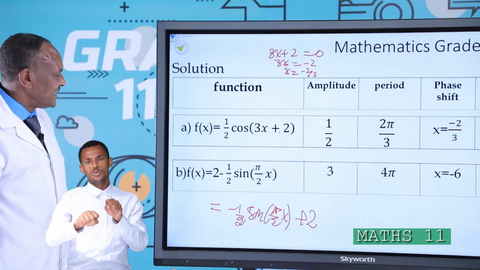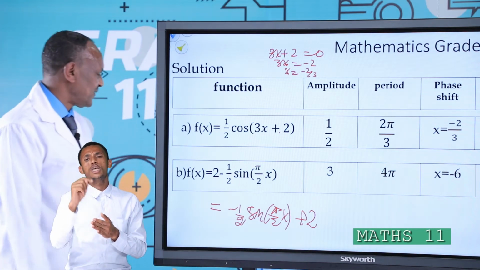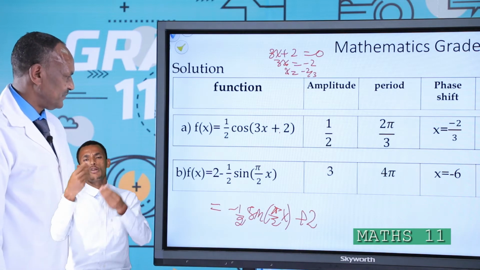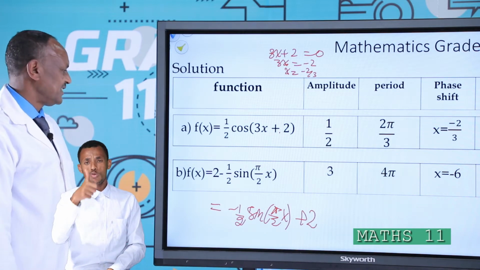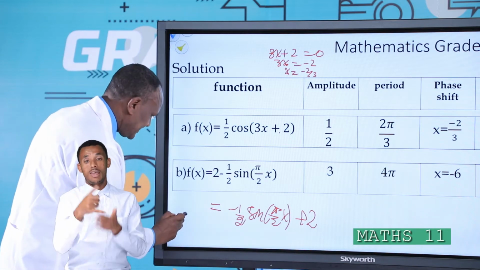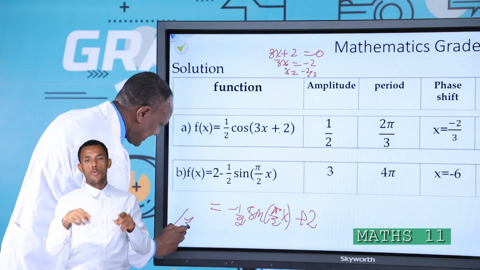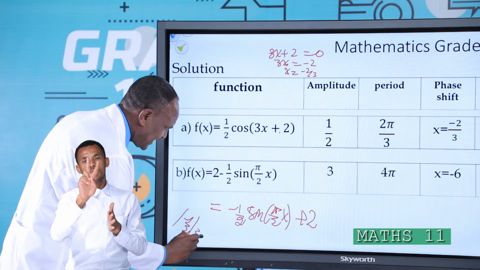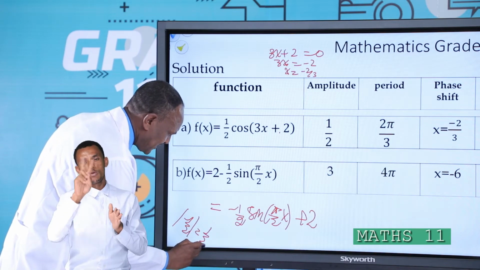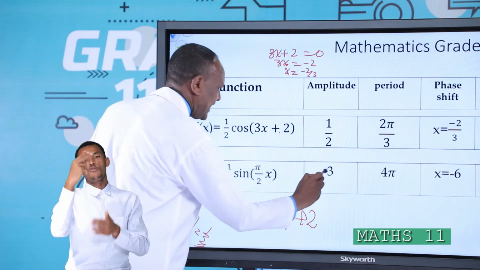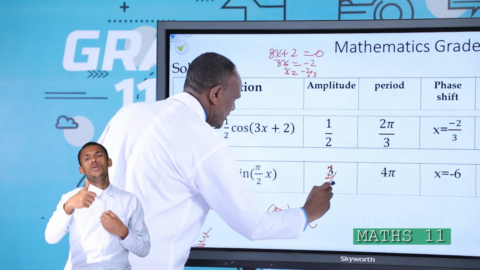So what is the amplitude of this given function? The amplitude of this given function is the absolute value of a constant number, negative half. The absolute value of negative half gives 1 over 2. So this function has amplitude 1 over 2.